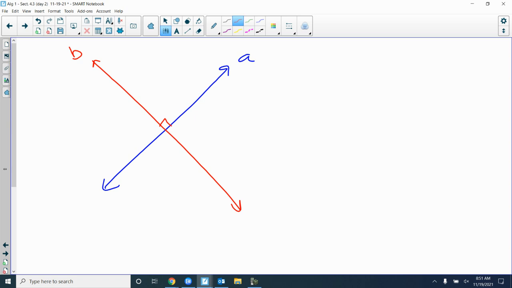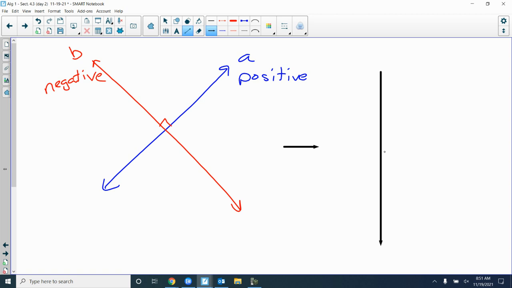The slope of B. Hold on. Austin, is it positive or negative? Negative. Okay, they have to be opposite signs. So that is a positive slope. This is a negative slope. There's only one exception. That's if I have a vertical line and a horizontal line. Those are always perpendicular.